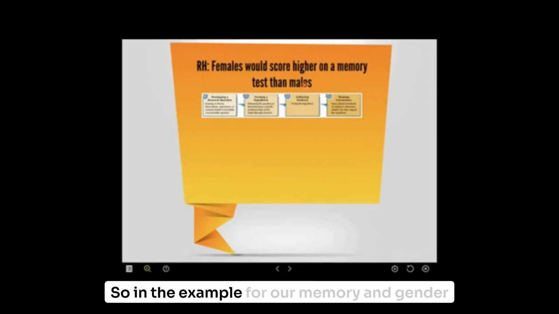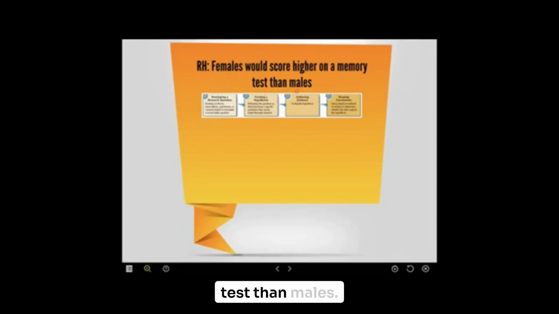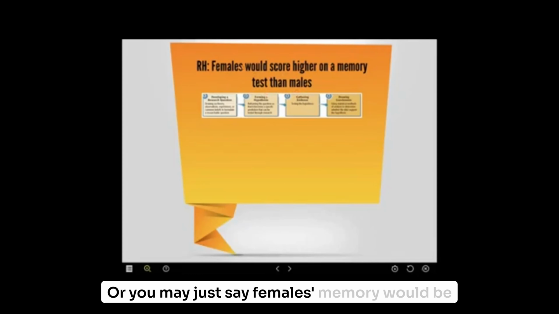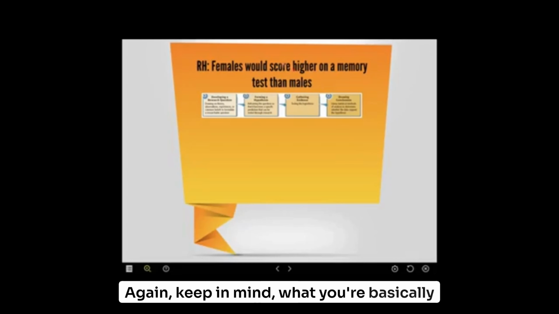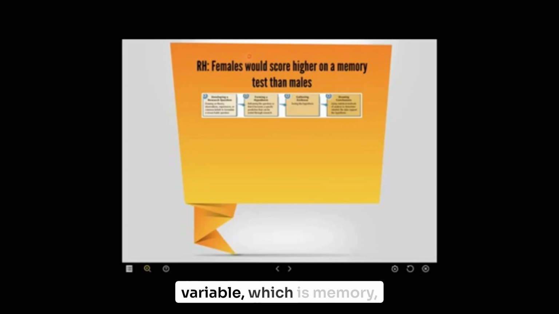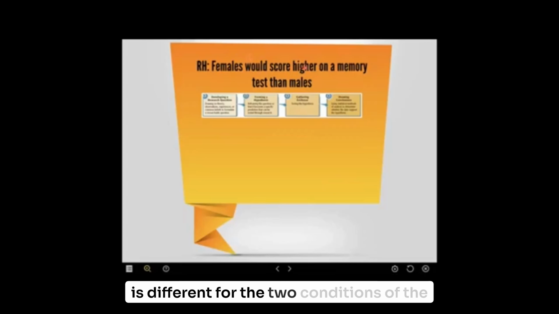So in the example for our memory and gender related, your research hypothesis would be that females would score higher on a memory test than males, or you may just say females' memory would be different from males' memory on a memory test. Again, keep in mind what you're basically doing. You're trying to see if a particular variable, which is memory, is different for the two conditions of the other variable, which is males and females, of the variable called gender.